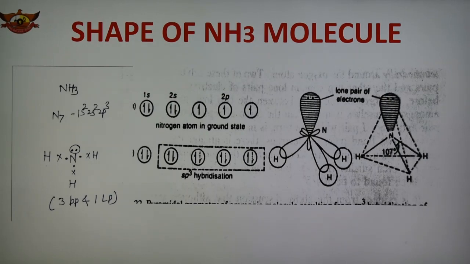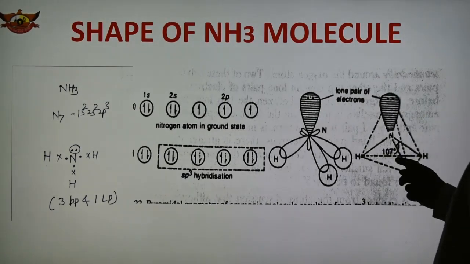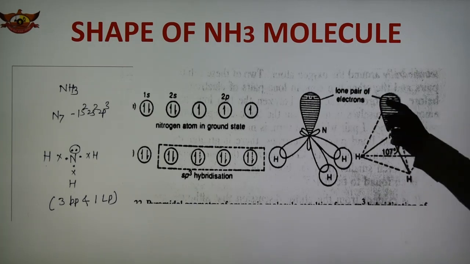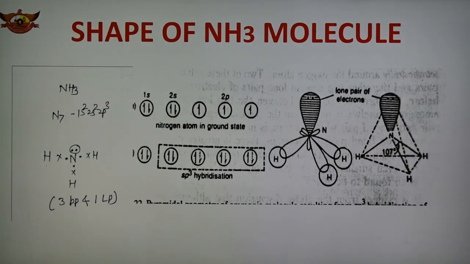So in case of ammonia, there are 3 bond pairs and 1 lone pair of electrons. So a total of 4 electron pairs are present. Due to the presence of 4 electron pairs, the shape is tetrahedral, but due to the presence of 1 lone pair, the shape may also be considered as a pyramidal shape. So this is the lone pair, but due to the presence of 1 lone pair, the shape of the molecule can also be considered as pyramidal.